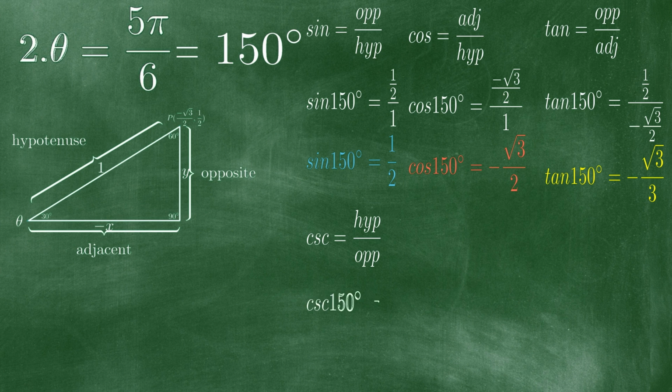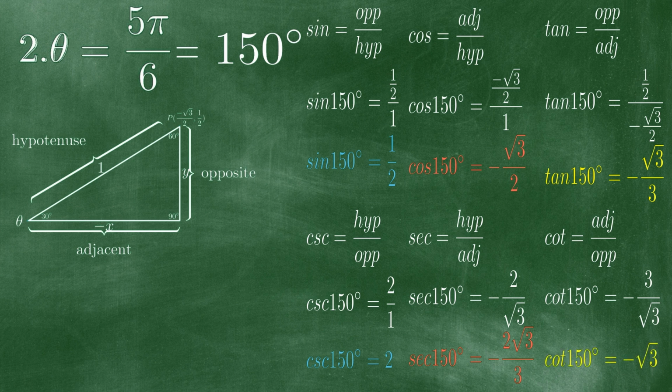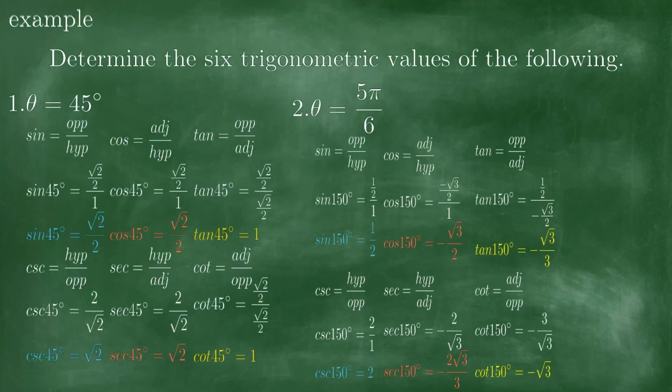For cosecant 150 degrees, since that is the reciprocal of sine 150, that is just equal to 2. For secant 150 degrees, the reciprocal of cosine 150, and with rationalization, that would give us the negative 2 square root of 3 over 3. For cotangent 150 degrees, the reciprocal of tangent 150 degrees, and with rationalization, that is just equal to the negative square root of 3. That's how we determine the 6 trigonometric values of a unit circle.